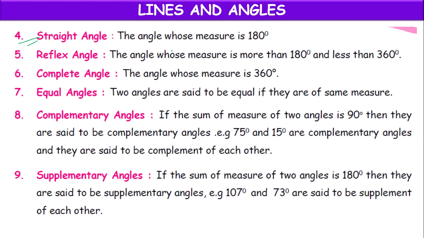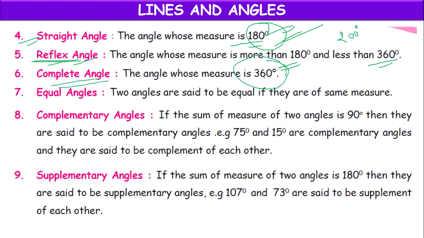Straight angle: the angle whose measure is 180 degrees is a straight angle. Reflex angle: more than 180 and less than 360, like 200 degrees, is a reflex angle. Complete angle: if it is equal to 360 degrees, then it is called a complete angle. 360 degrees means a complete angle around a point. A straight angle means the angle around a point lying on the same side of the line.